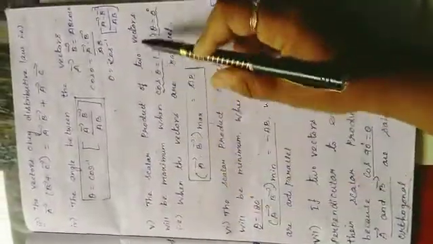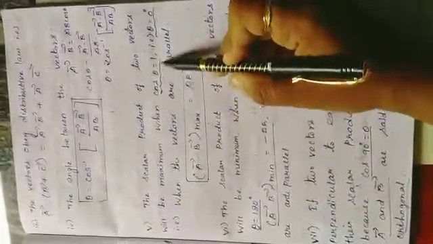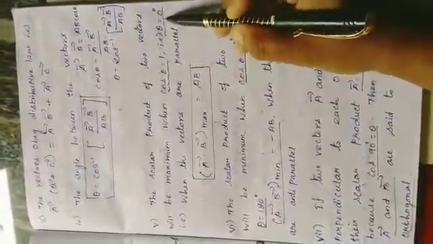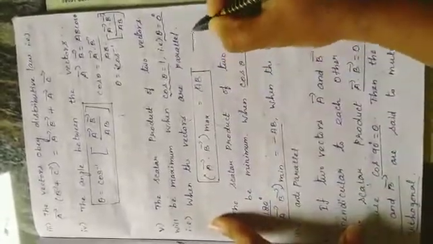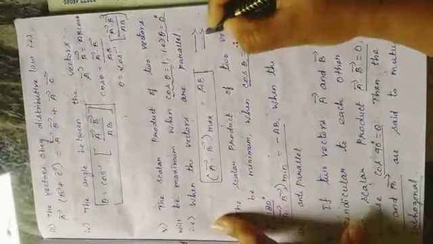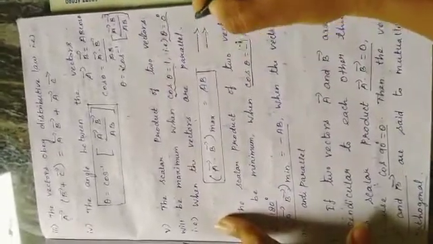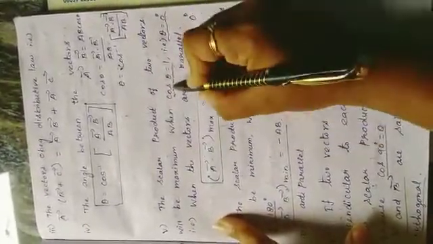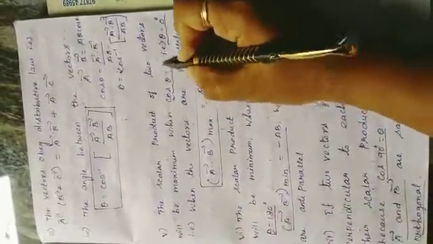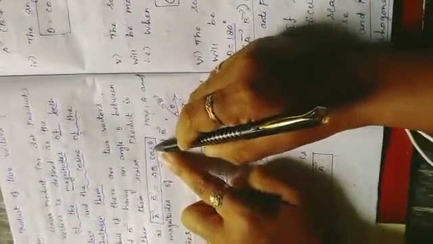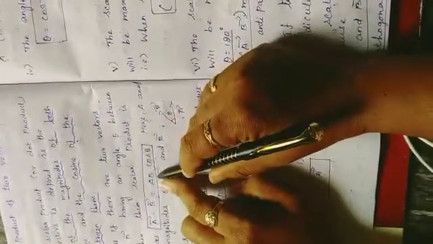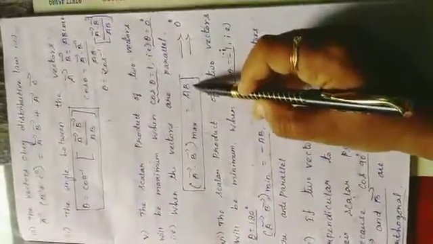And next, the scalar product of two vectors will be maximum when cos theta is equal to 1, that is theta is equal to 0 degrees. That means when the vectors are parallel, if a vector and b vector are parallel, the angle between them is 0 degrees. So cos 0 is equal to 1. So what will the answer be? AB. So vector A dot vector B is maximum, equal to AB, when the vectors are parallel.